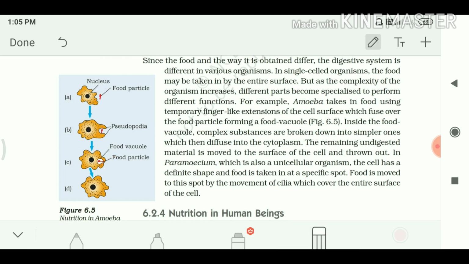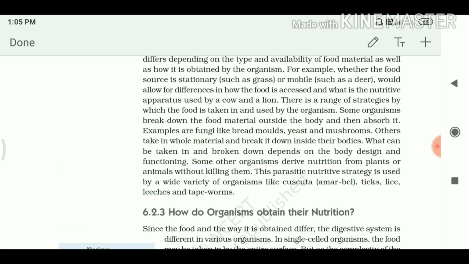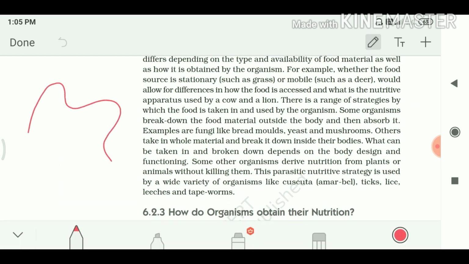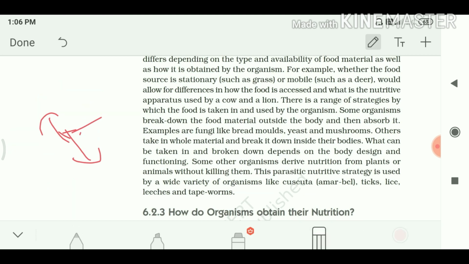Now the third step, that is absorption, in which the digested food particles are passed to a specific site in the amoeba body by the process of diffusion. Here you can see that the digested food particles are present. Now these digested food particles move to the specific site in the amoeba body from higher concentration to lower concentration by the process of diffusion. This step is also very easy and it is known as the absorption of the digested food particles.